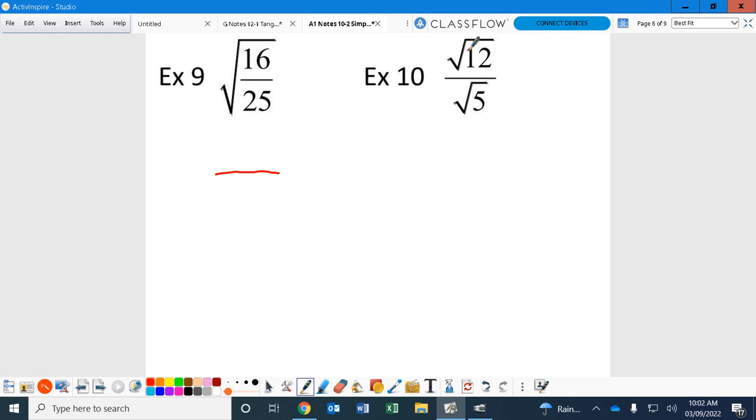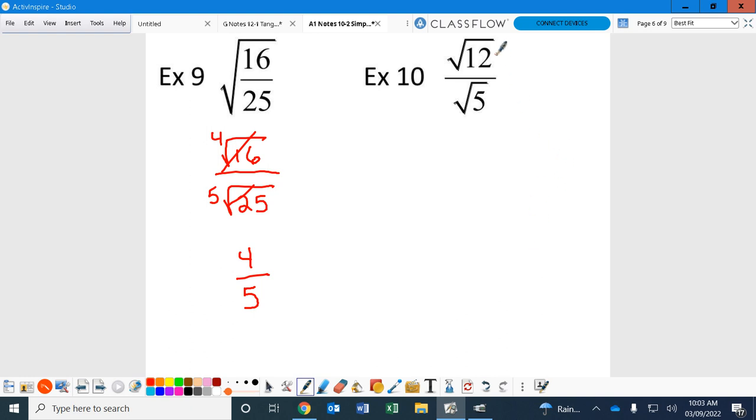So you're going to put it in this format. You're going to take the square root of 16 and put it on top. You're going to take the square root of 25 and put it on the bottom. Now what's unique about both of these numbers? They are both perfect squares. What is the square root of 16? 4. And what is the square root of 25? 5. So our answer is just going to be 4 over 5. Okay. Questions, concerns, anything yet?